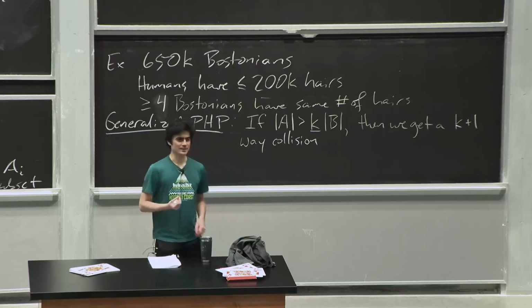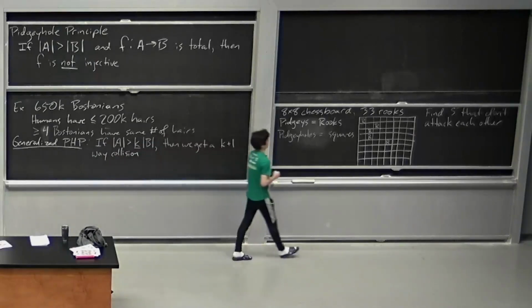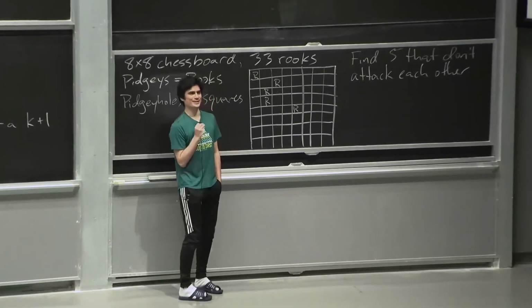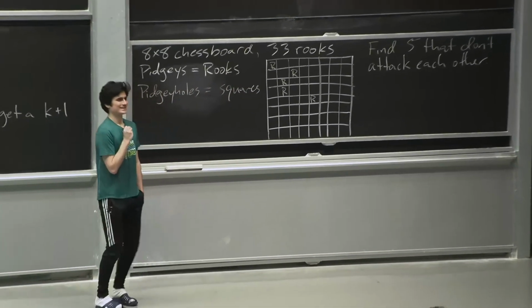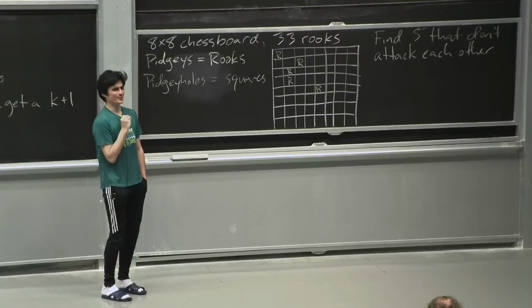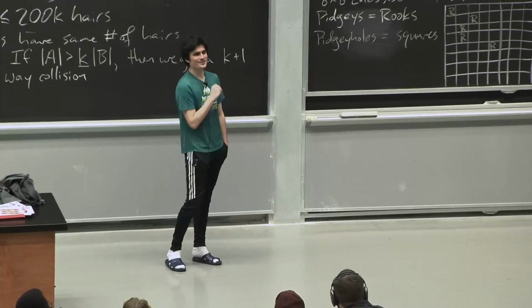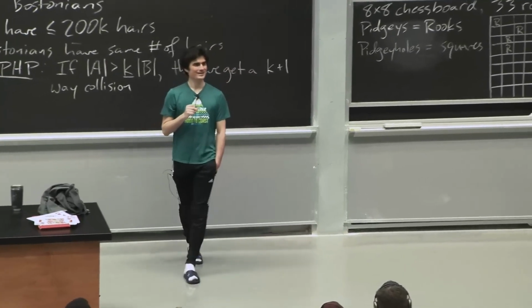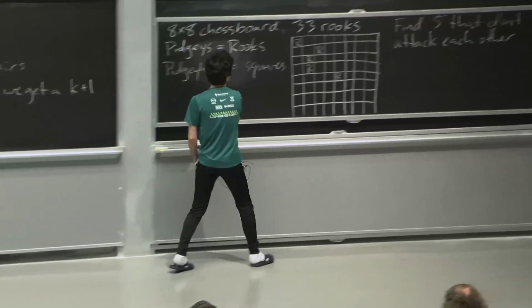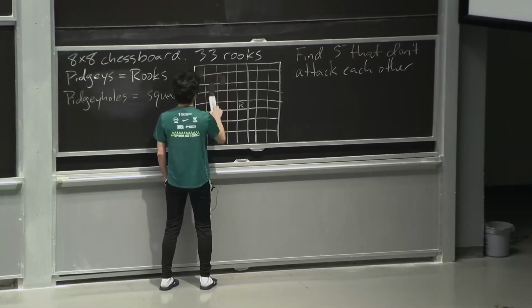What could our 8 sets of squares be? Yeah? Columns. Okay, so if we have 5 rooks in a column, is that helpful? All of those rooks attack each other then. You're getting close, though. Yeah. So the answer was diagonals, but then offset them.